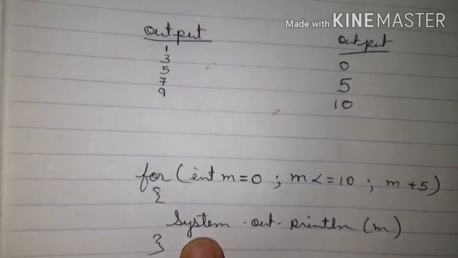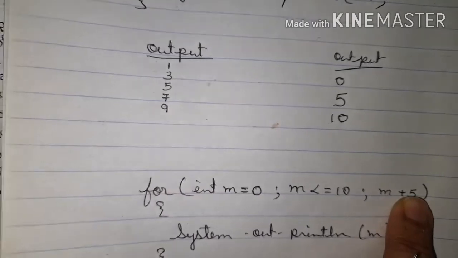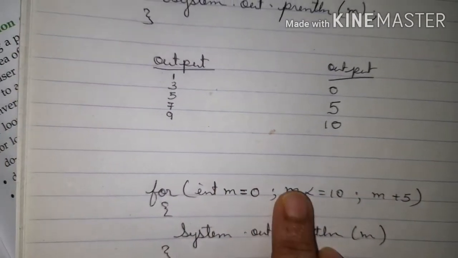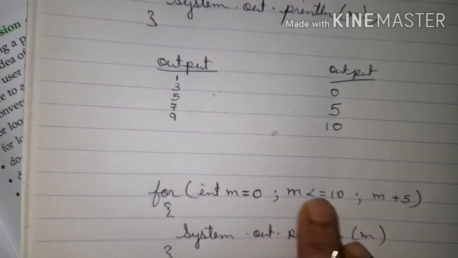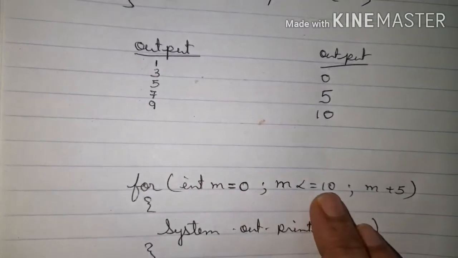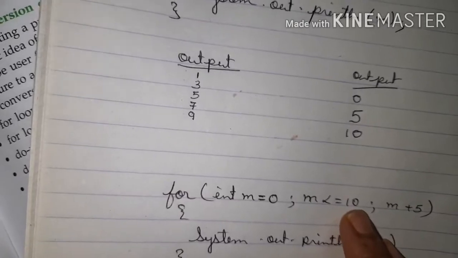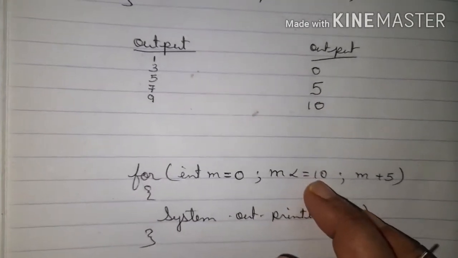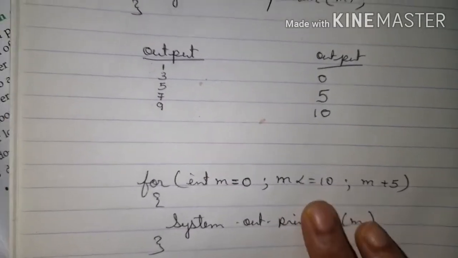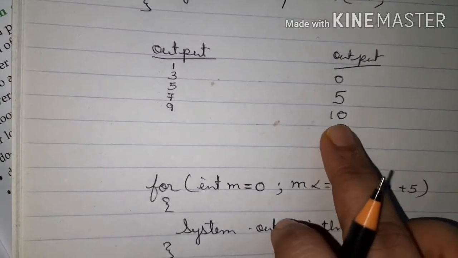Now again m is going to increase by 5. So it is 15. So the condition is false. So it will come out of the loop. So you can see the control moves up till the particular condition, the particular value which we have given for the control to exit. So it went up when the value became 10.